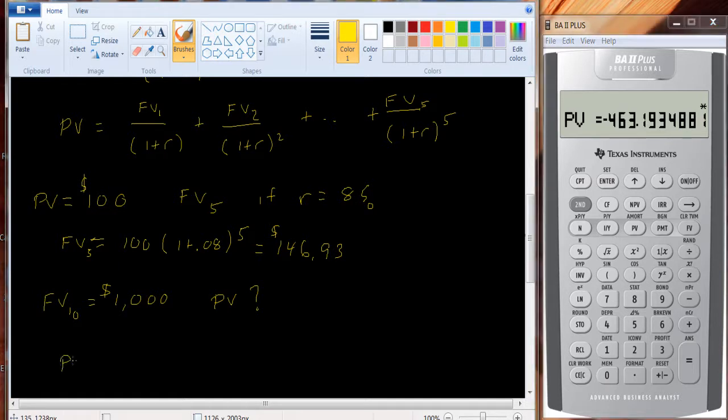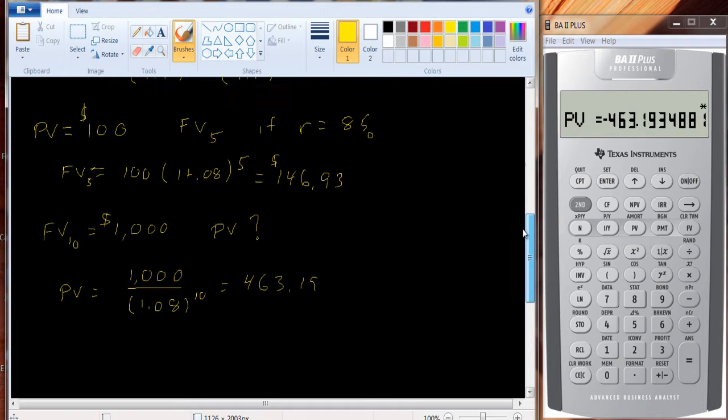We're saying PV equals 1,000 divided by 1.08 raised to the 10th power, and it's 463.19. So if you put $463.19 in the bank today and you're earning 8%, in 10 years you'll have $1,000 in your account.